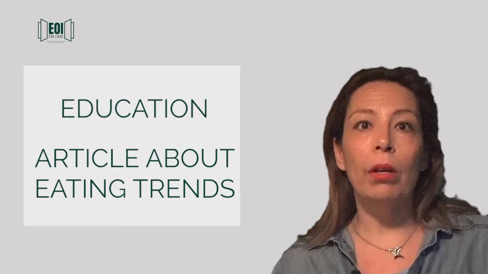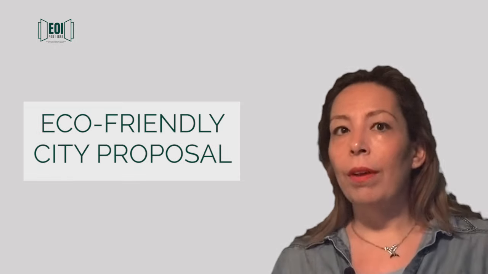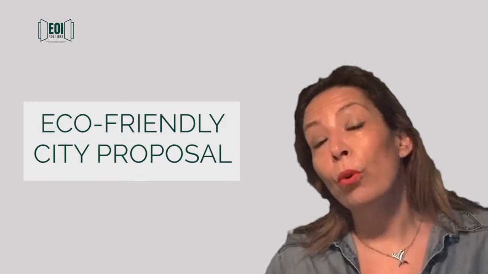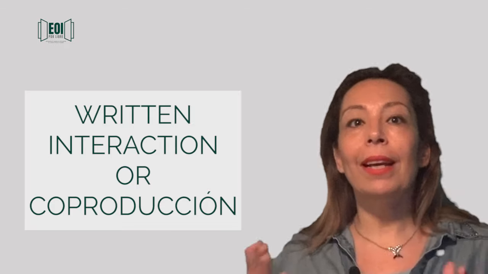Written production examples are giving your opinion about education, an article about online user trends, a proposal of how to make your city more eco-friendly, okay? And the other type is the interaction task, also known as coproducción. And as the name indicates, you need to interact with someone in written form. So you're responding to some kind of message or prompt inputs that you've previously received.